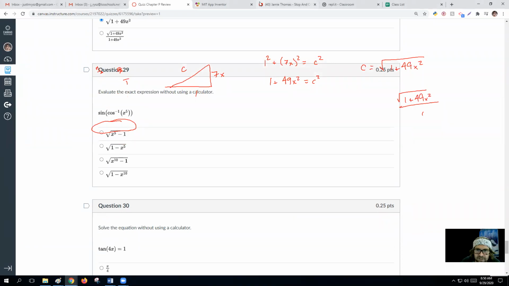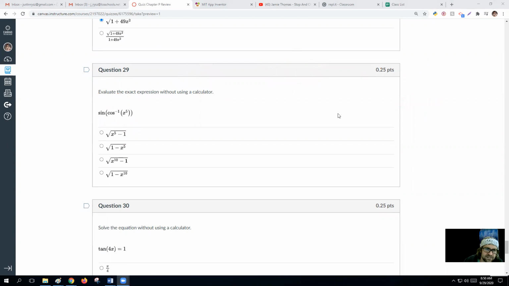Okay, we're getting to the nitty-gritty here. Next thing, same problem here, just more practice. So we're doing a lot of these because this typically is the section people struggle with. All right, we have the sine of the cosine inverse of x to the 5th. Okay, so we've got to set this up.